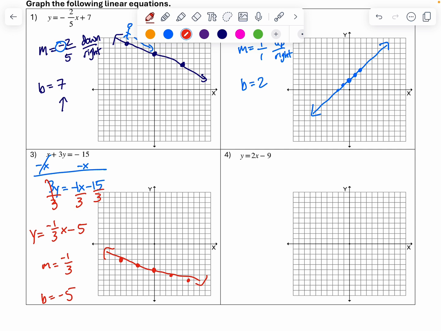I would advise trying 4 on your own before watching it. So 4, we can turn our slope into a fraction, because I always like my slope to be a fraction. And my b is -9, so we're starting down at -9, and we're going up 2 over 1. All right, when you're ready, flip the page.